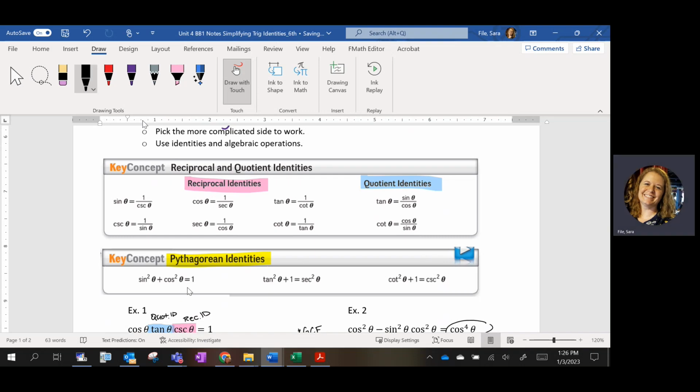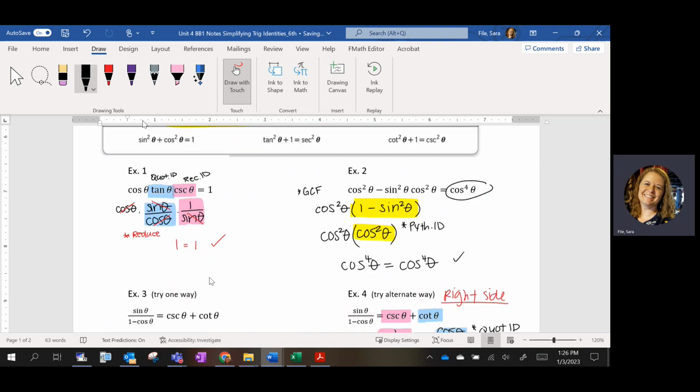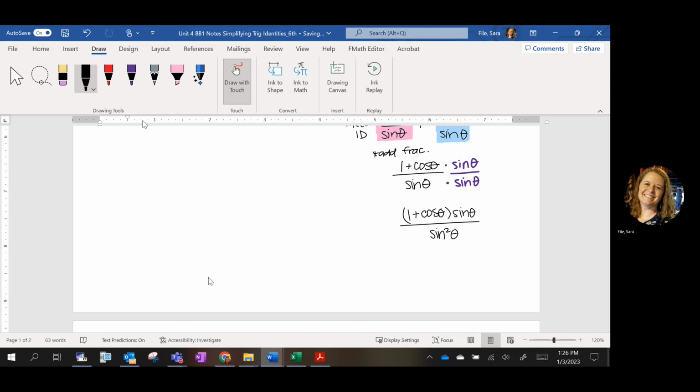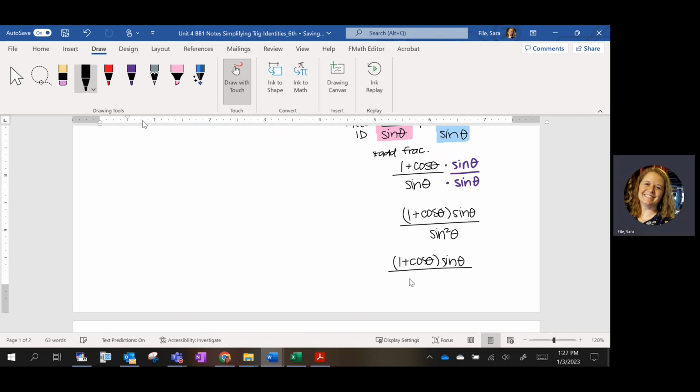In this one right here. So what would sine squared be equivalent to? 1 minus cosine squared, right? So I could try making that substitution. So I could say, okay, I'm going to replace that sine squared with 1 minus cosine squared.